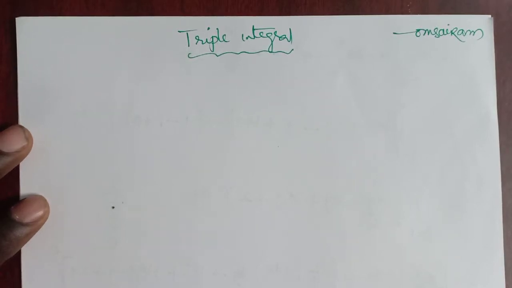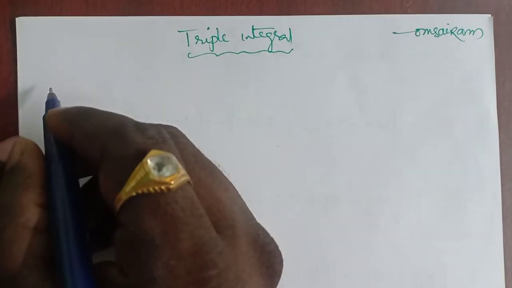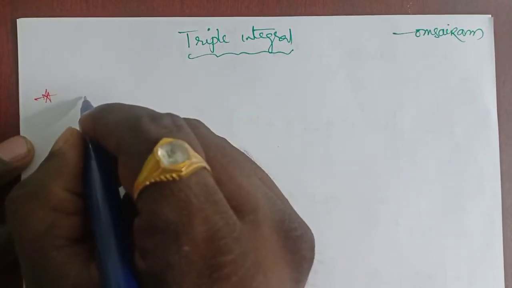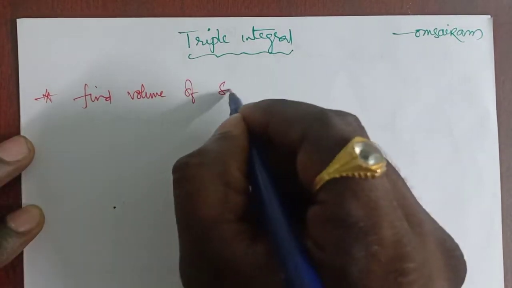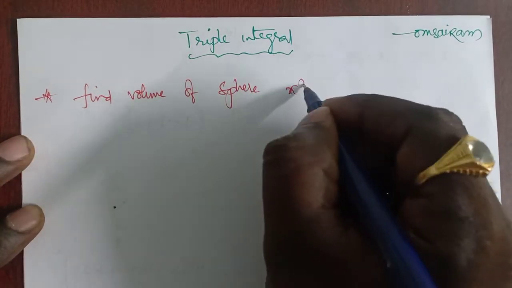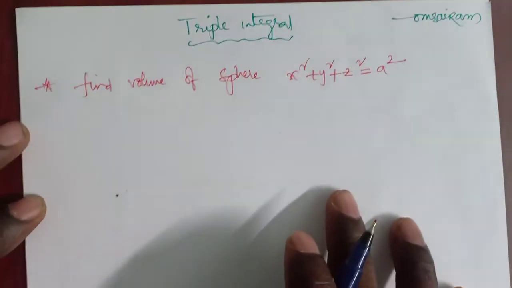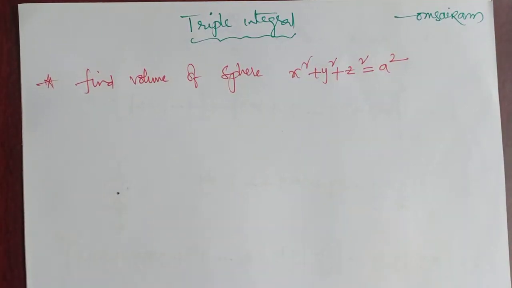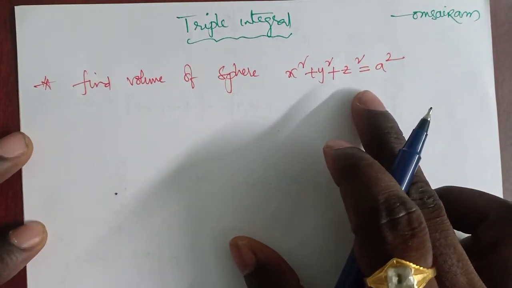Hi students, in this video we will discuss finding the volume of a sphere using triple integral. We need to find the volume of the sphere, whose equation is x square plus y square plus z square equal to a square. So simply he has given the equation of the sphere, x square plus y square plus z square equal to a square. We need to find the volume of the sphere.